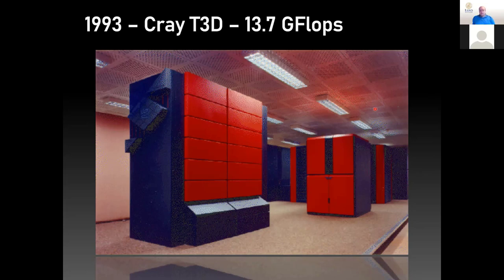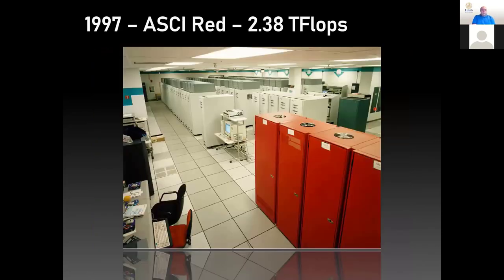Somewhere around this period, 95, 97, something started to happen regarding how supercomputers were designed. So in 97, the Americans developed a supercomputer called ASCI Red. An interesting thing here is that this was built on commodity hardware. So it was not a specially designed supercomputer. This was basically PCs connected together in a cluster. So it was a commodity machine, 2.38 teraflops.